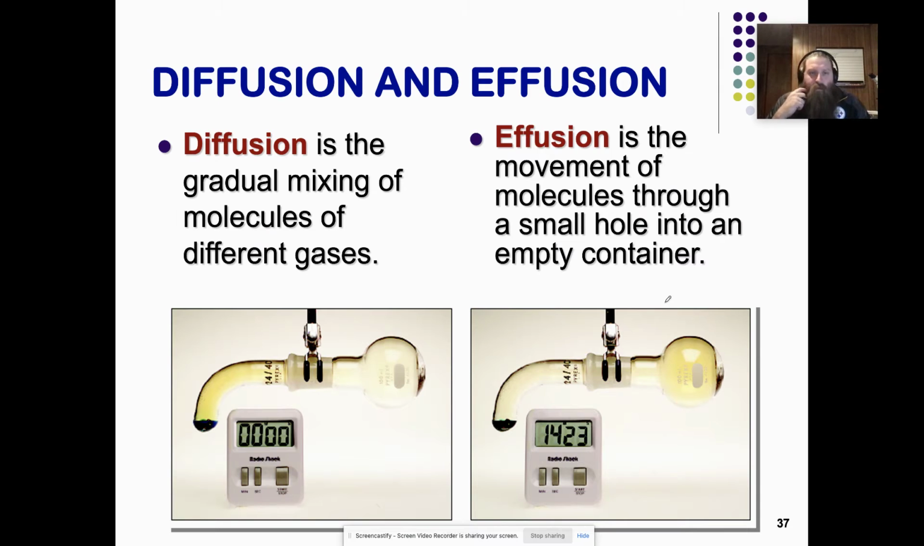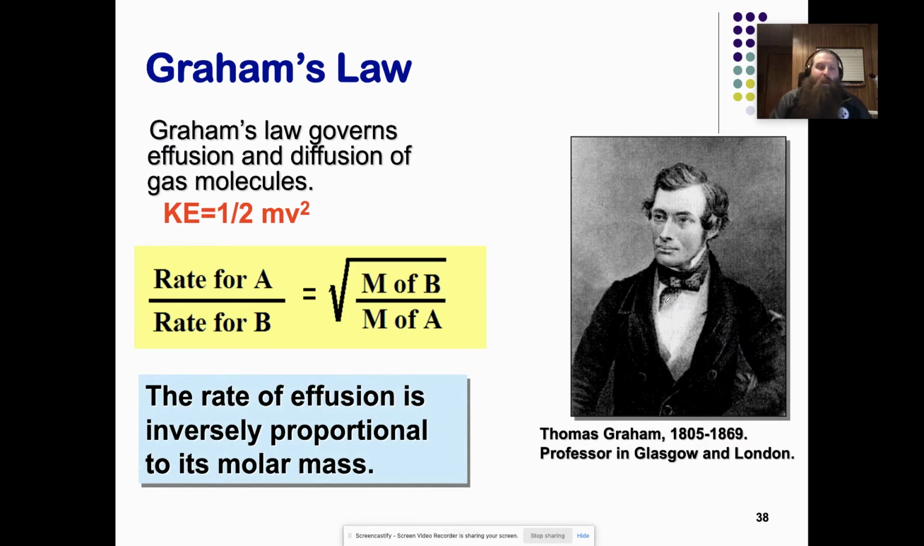Now, there is a slight difference between something we call diffusion, which is when gases just mix together, and effusion, which is when gases move through a tiny hole. And Graham's law is what we use to describe effusion. And it's really a simple law. It says that the rate for A divided by the rate for B equals the square root of the mass of B over the mass of A. So we have a little cross multiplying going on here, and we have the square root symbol.